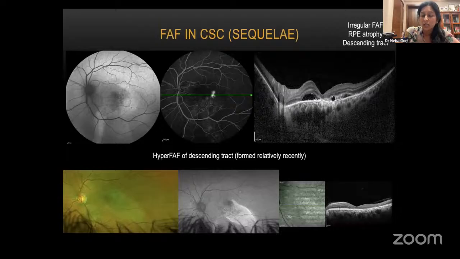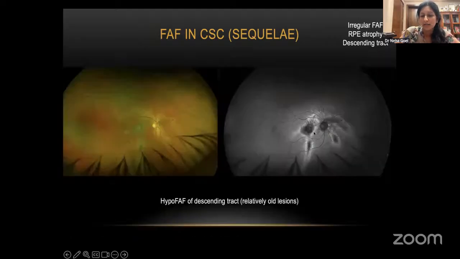So in fact, let's talk about the sequelae first. So we know that these RPE tracts, as seen clinically, are more accentuated on autofluorescence. They can be both hyper AF or hypo AF. And these hyper AF tracts are said to be formed relatively recently. So this can again help us in prognosticating the patient. Whereas you see, these are hypo AF. That's because hyper AF means that is the debris which is there, the photoreceptor debris, etc., whereas hypo AF means there is actual loss of the RPE over there.